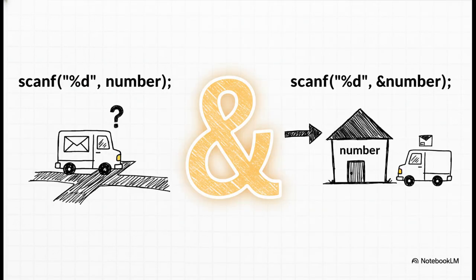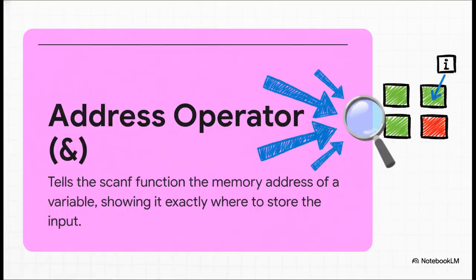The problem? It's that tiny little missing ampersand. This is an incredibly common mistake people make with scanf. The correct code needs that ampersand right before the variable name, like this, scanf("%d", &number). So why is this one little symbol so incredibly important? Think of it this way. The ampersand is the address operator. It's like giving scanf the GPS coordinates to the exact spot in the computer's memory where it needs to drop off the user's input. No address, no delivery.